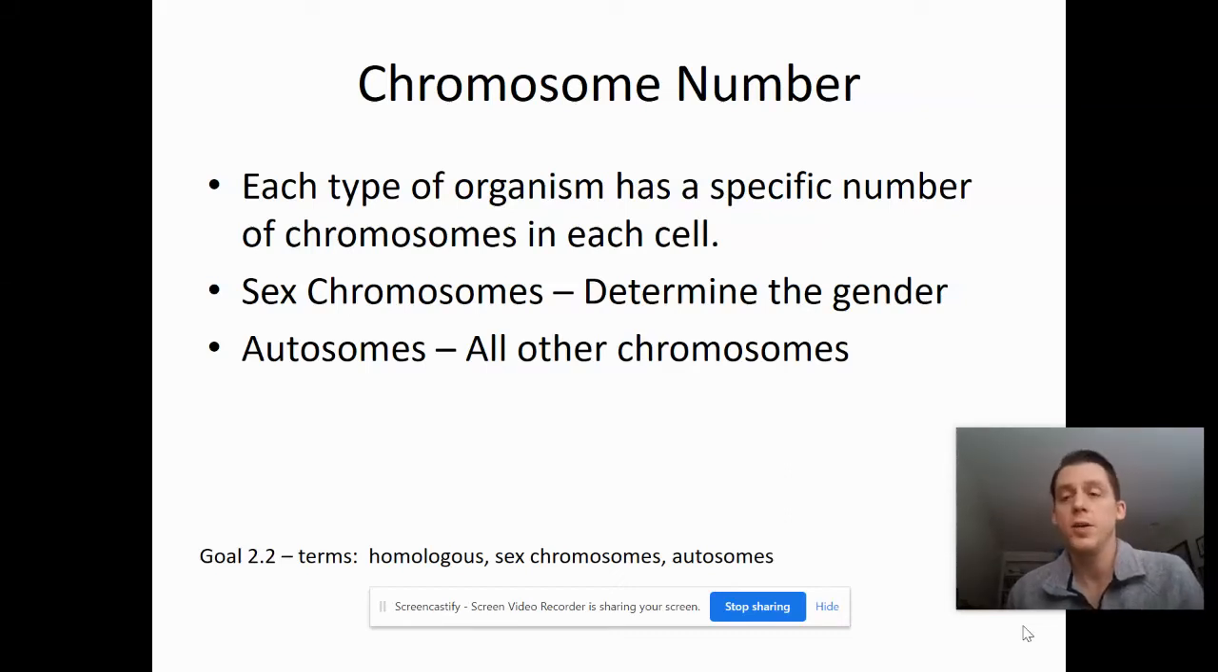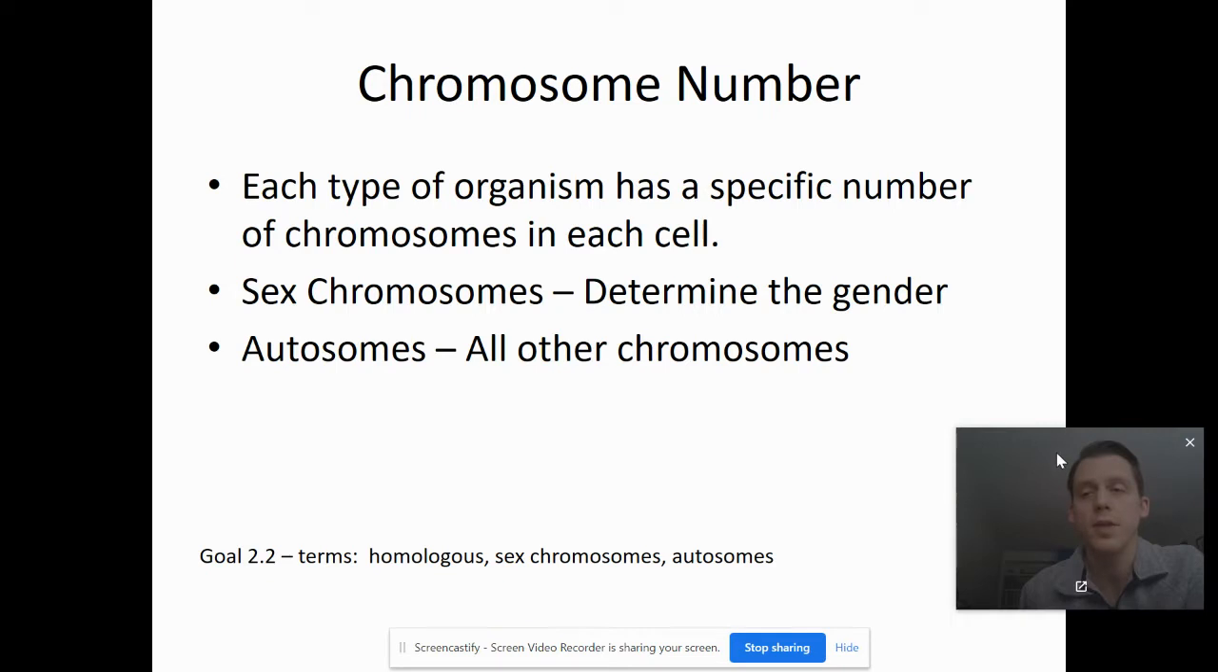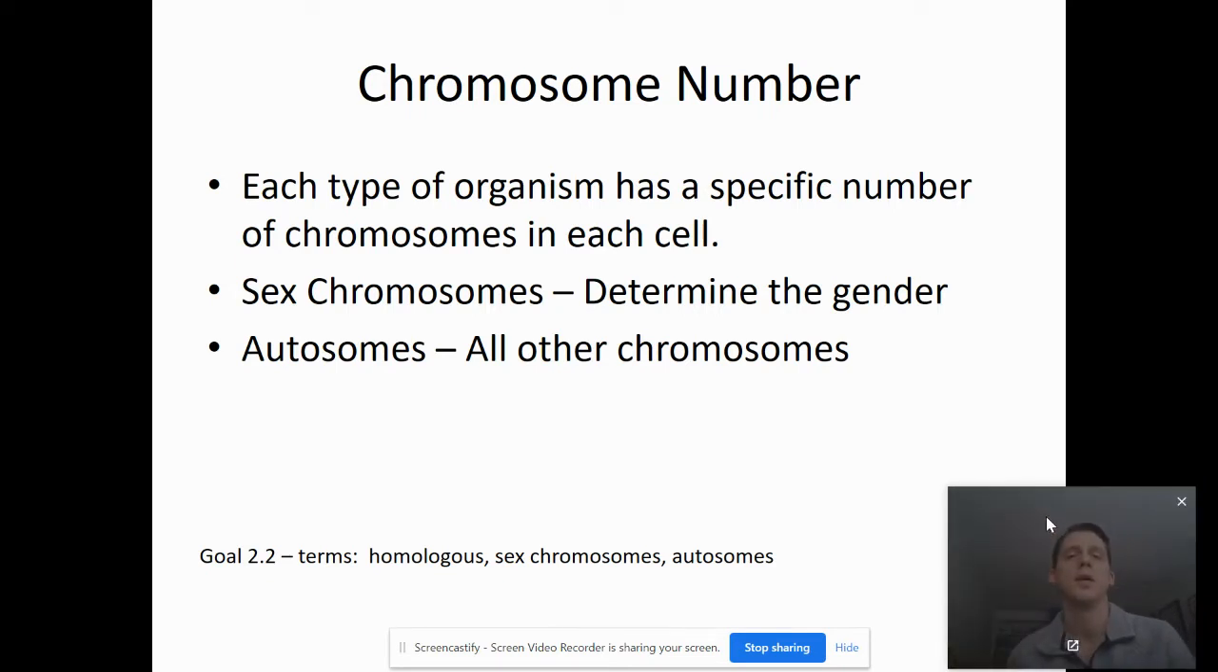Hi everybody. Today we are going to continue talking about mitosis and some of the terms and things related to mitosis. So we left off the other day talking about chromosome number. And we learned that each organism has a specific number of chromosomes in each cell. So for example, in a human, how many chromosomes are in a human cell? If you remember from before, that would be 46.